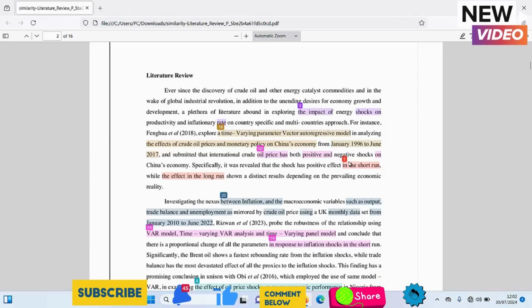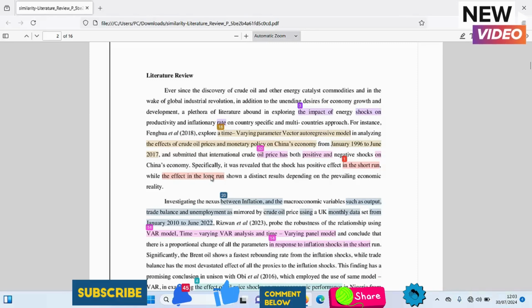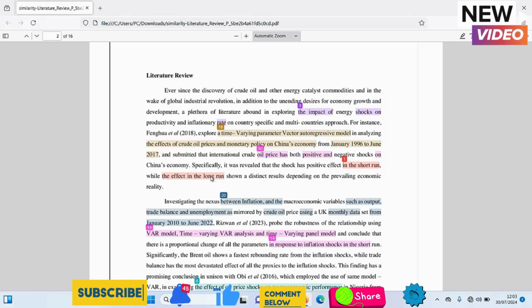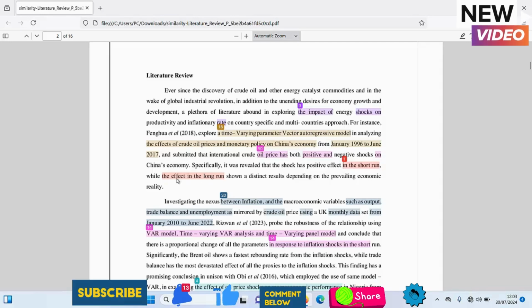So if you look at that paper one now, you will see that the author also mentions something like this: in the short run, the effect in the long run. You will see the words follow like this. So Turnitin will certainly assume that you lifted those words from that particular paper. So now, instead of you to say, oh, I want to use AI, you just sit down and say, instead of saying in the short run, you can say positive effects in the short run, while the effects in the long run shown a distinct result.